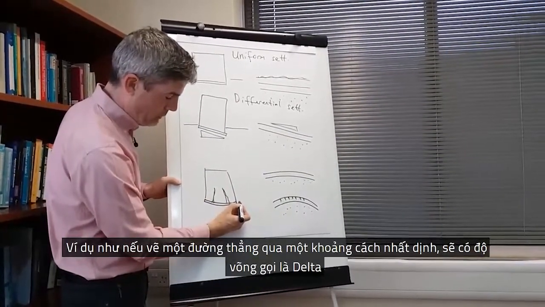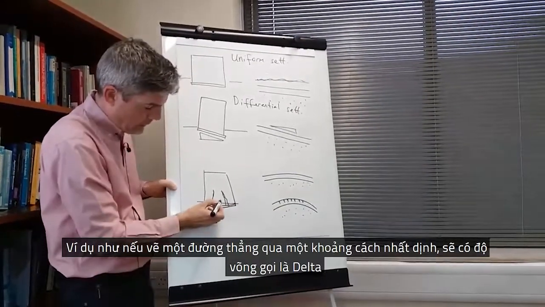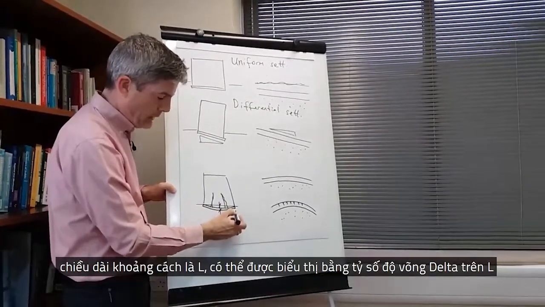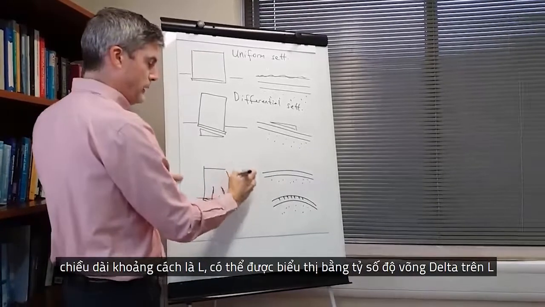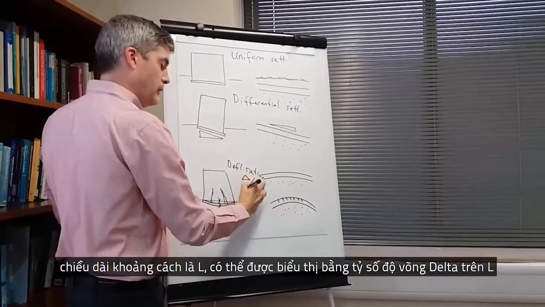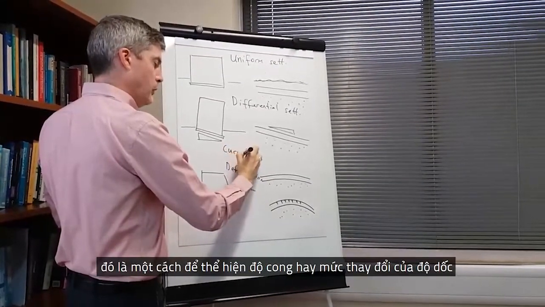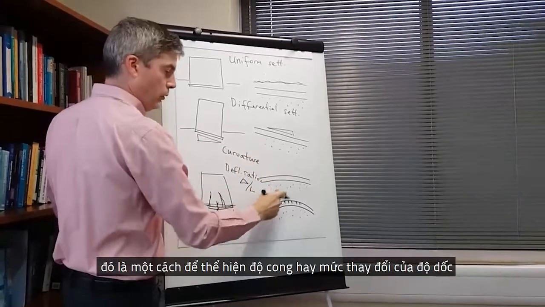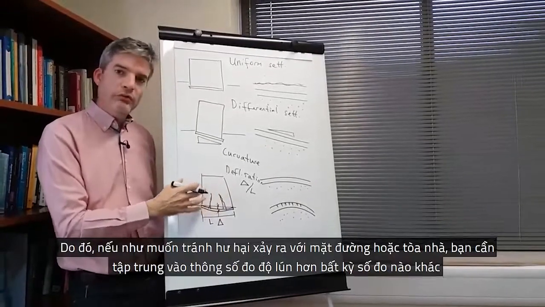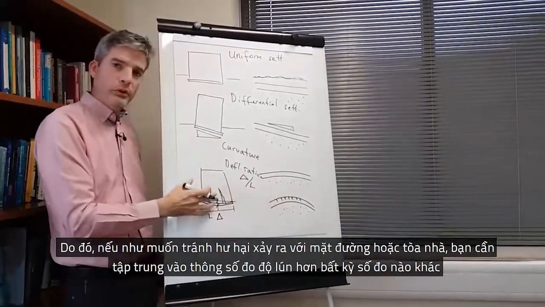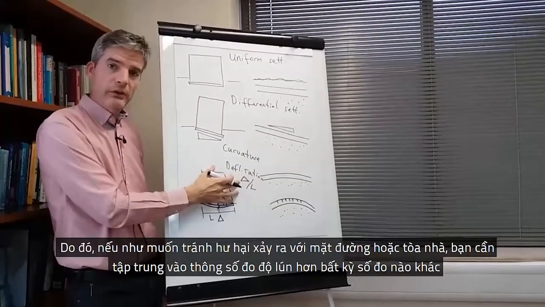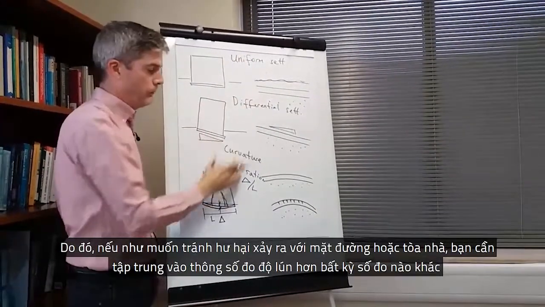Let's take this example. If we drew a straight line across there, that distance there is the deflection delta, and we have that length there is L, so that is expressed as the deflection ratio delta over L. That is one way to express the curvature or the amount that the slope is changing. So if you want to avoid damage to a pavement or a building, you really need to focus on this measurement of the settlement rather than the others.